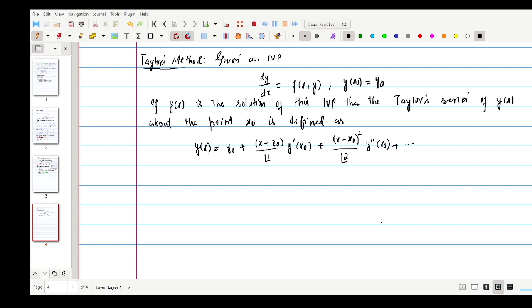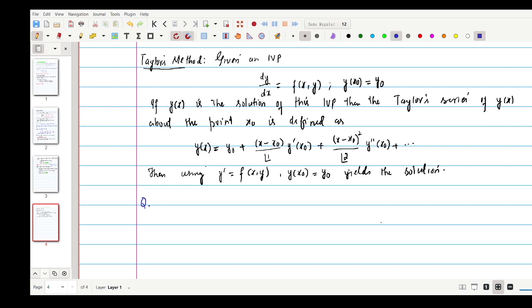Then here we are given y dash, which is equal to f of x y. We take its derivative and use the point x naught to obtain the value of y dash of x naught and so on. So using y dash is equal to f of x y, which is our given ordinary differential equation, and we are given that y of x naught is equal to y naught, this yields the solution. Okay, so in order to understand this properly, let's move towards an exercise.